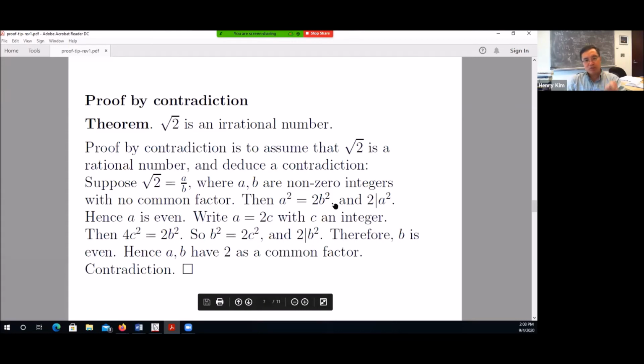So then 2 divides a squared. So then a is even. So write a equals 2c with c an integer. Then 4c squared is 2b squared. So we conclude that b is also even. So a and b have 2 as a common factor. So this is a contradiction.